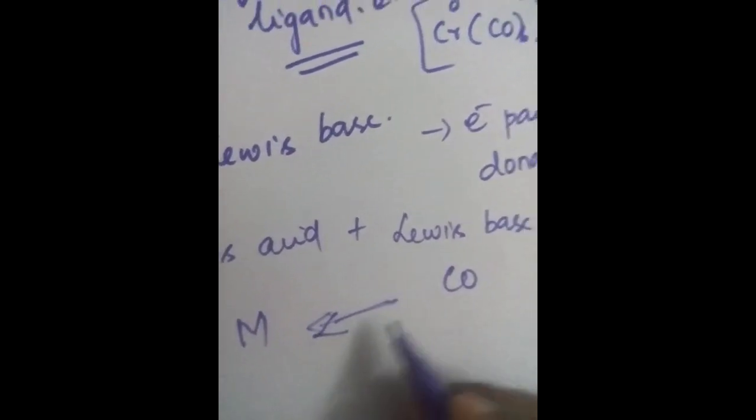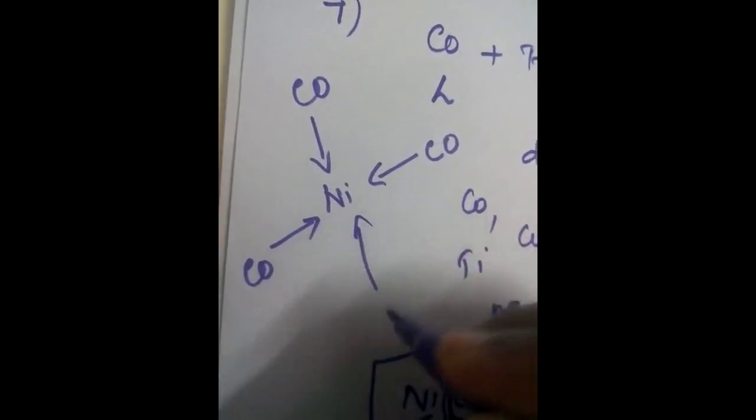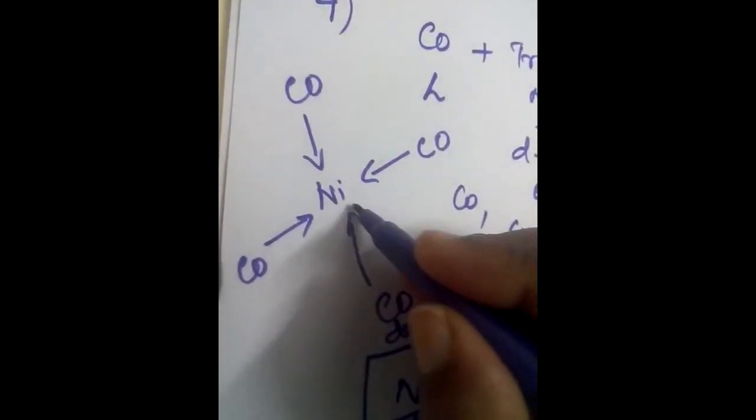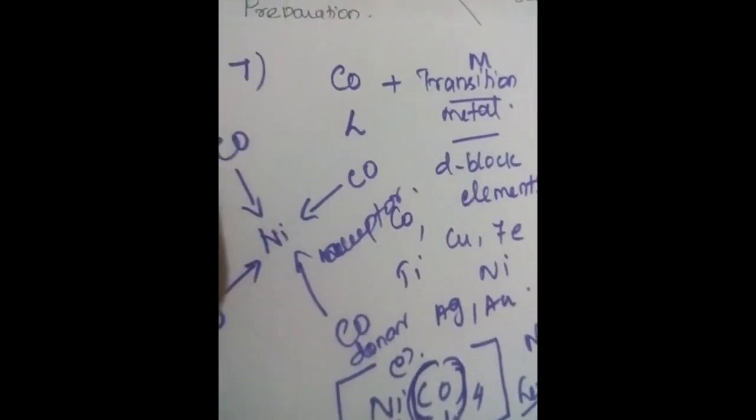The bond formed between them is M-CO, or I can explain with the nickel tetracarbonyl complex. I am writing nickel in the middle. Every carbon monoxide donates a pair of electrons. That is the coordinate bond. So the bond formed between carbon monoxide and metal is called the coordinate bond. That's what I am representing by an arrow mark. So carbon monoxide is the donor and nickel is the acceptor. So this is another speciality of carbon monoxide.